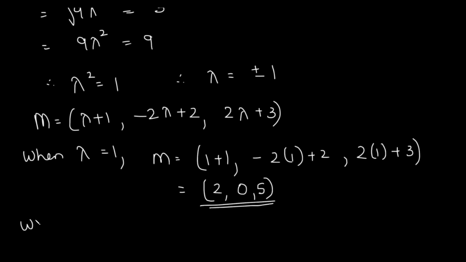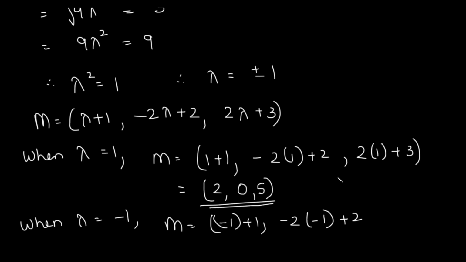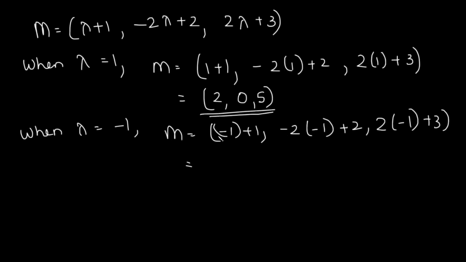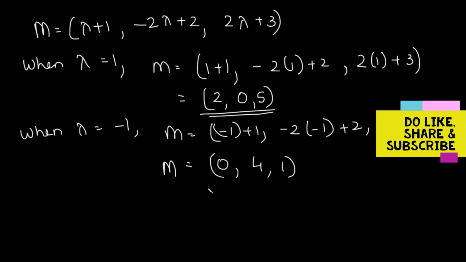Now the other set we'll get when we put lambda as minus 1. So when lambda is equal to minus 1, M becomes minus 1 plus 1, similarly minus 2 into minus 1 plus 2, and similarly 2 into minus 1 plus 3. And this becomes minus 1 plus 1, which becomes 0, 2 plus 2, which becomes 4, and minus 2 plus 3, which becomes 1. So 0, 4, 1. So M is equal to (0, 4, 1). Thus we get two sets of coordinates for M.